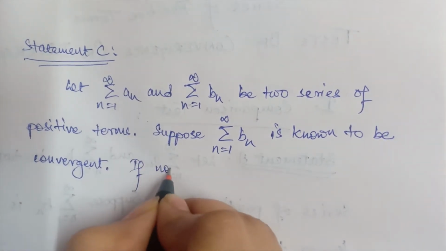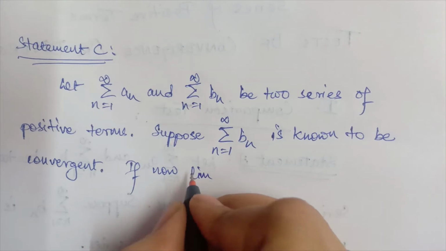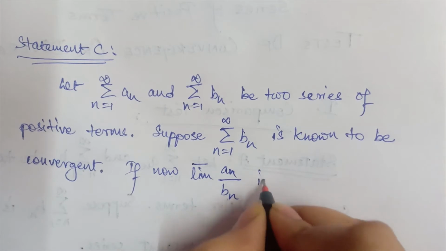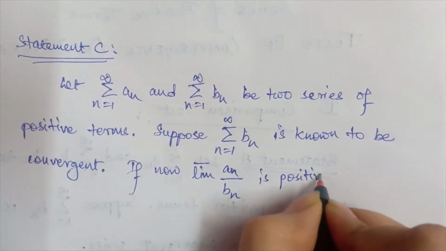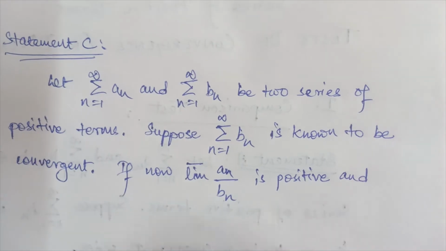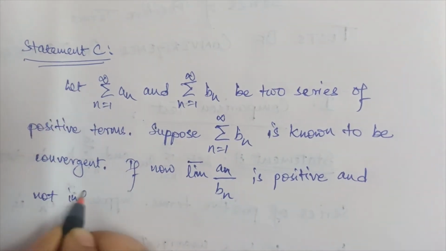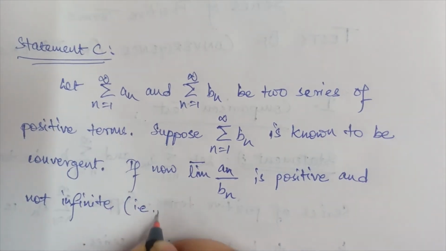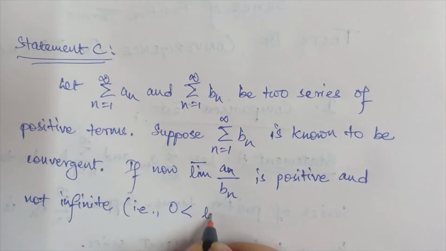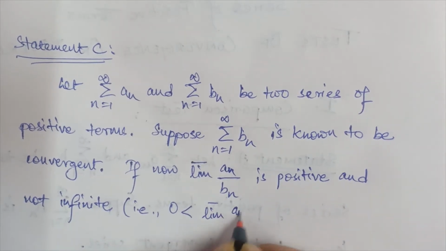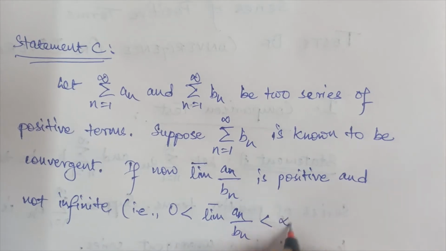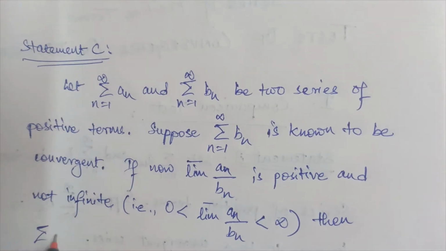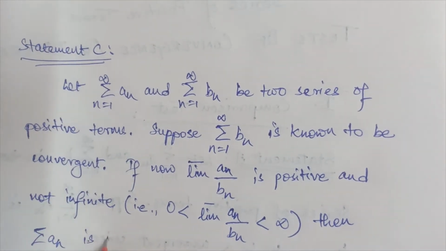If now upper limit an by bn is positive and not infinite, that is 0 less than upper limit of an by bn less than infinity, then the series an is convergent.